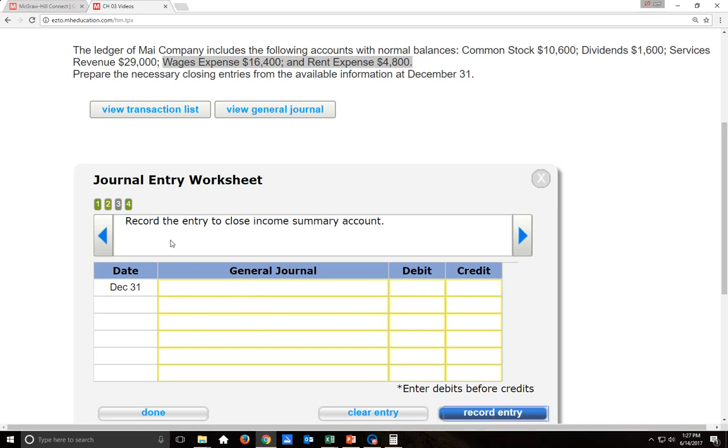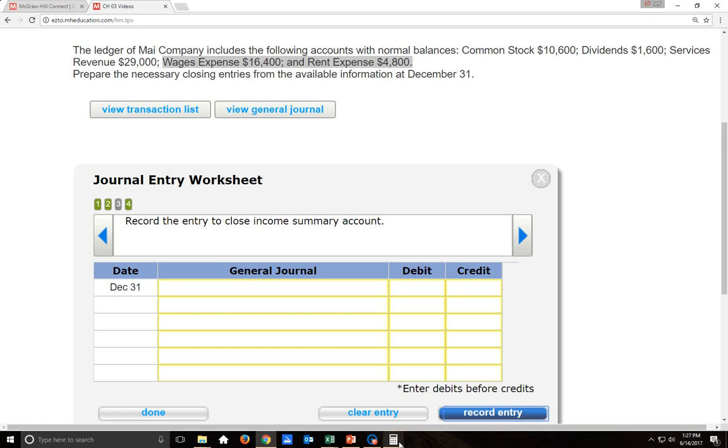Okay, let's move now to the next part of the closing process. Step 3 is to record the entry to close the income summary account. Okay, so the income summary account needs to be closed out now. It has 2 transactions in it. It has the credit for the revenue account. When we close the revenue account, we move 29,000 as a credit into income summary. And now when we just closed these expenses, we brought a debit into income summary of 21,200.